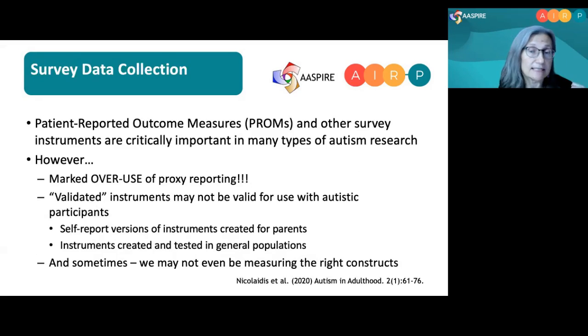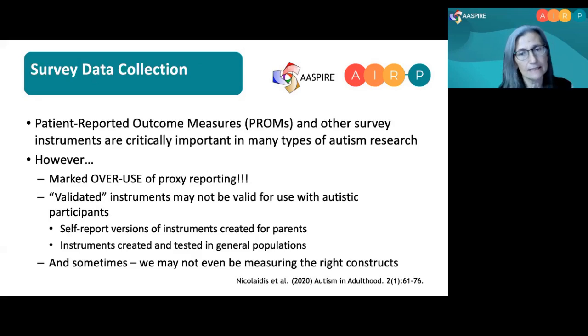Survey data collection is even trickier. Patient-reported outcome measures, or PROMs, and other survey instruments are critically important in many types of autism research. However, there is marked overuse of proxy reporting. Like most of the literature on sexual knowledge, desires, and experiences of autistic teens and young adults comes from surveys of their parents. Really? How many of you think your own parents would have been able to answer accurately about your experiences, knowledge, or desires?